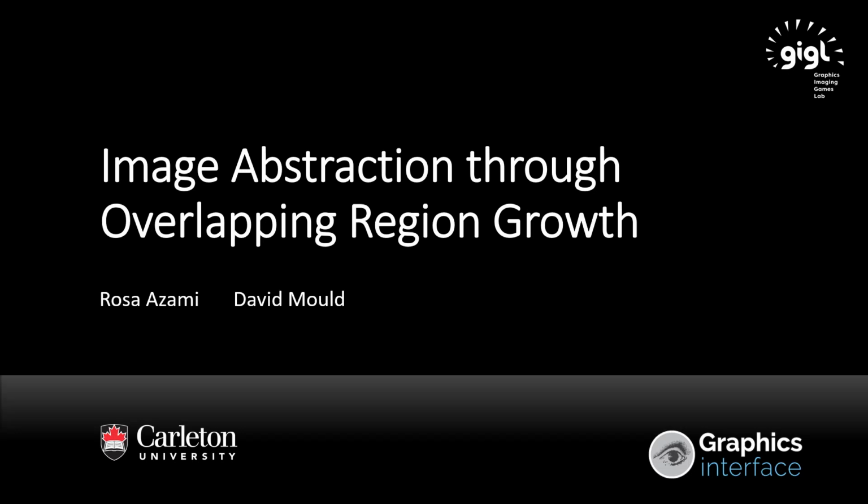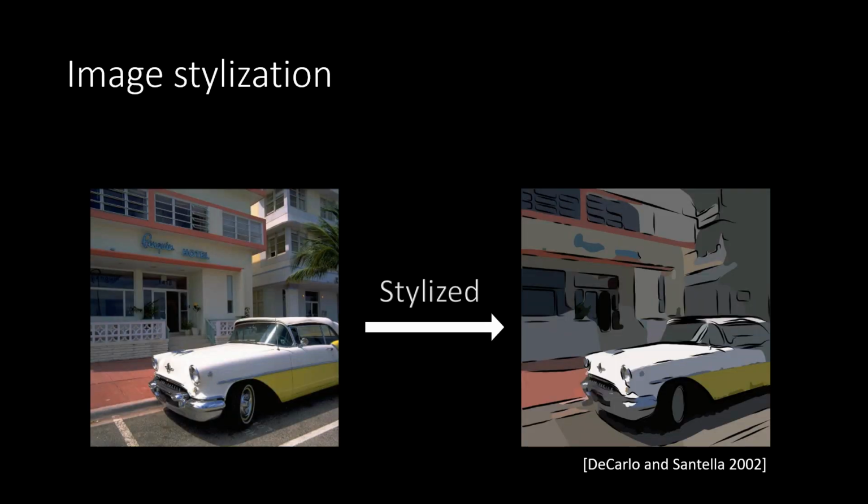In this video, we explain our paper on image abstraction through overlapping region growth. This paper has been published in Graphics Interface 2020. Image stylization is a process of transforming input photographic images into stylized versions, resembling drawings, paintings, or other artworks. Here you can see an example of a stylized image.